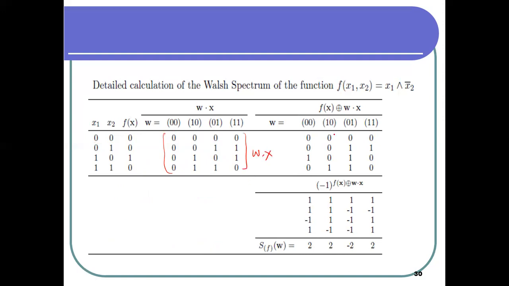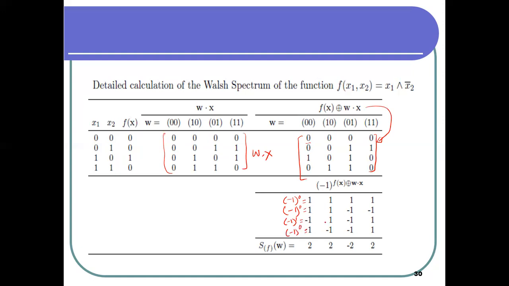So I XOR this, and I get f of x XOR w times x. Now I take minus 1 to the power of f XOR w times x. So minus 1 to the power 0, you will get 1. Another one, minus 1 to the power 0, you will get 1. Minus 1 to the power 1, you will get minus 1. Minus 1 to the power 0, you will get 1.